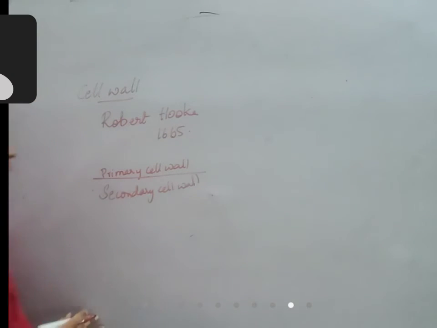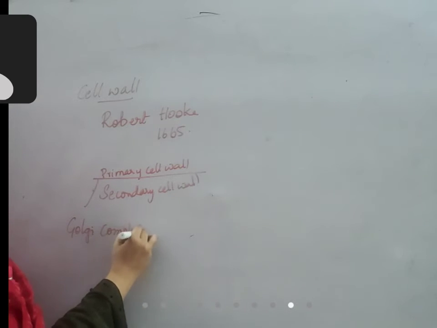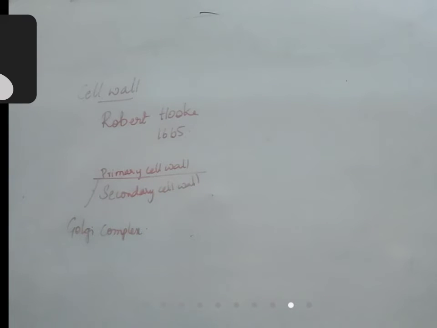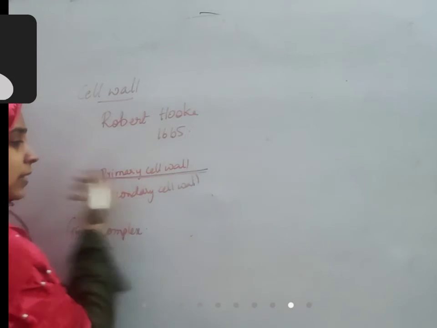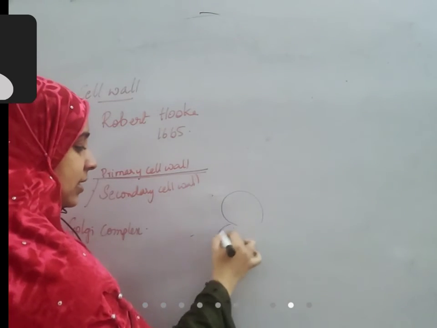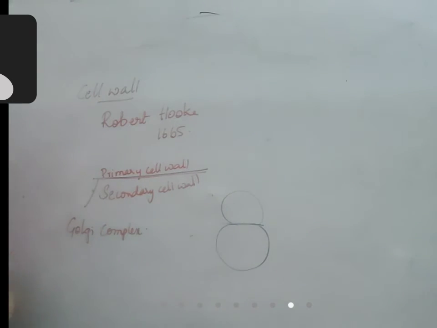This middle lamellae is formed by the Golgi complex. Golgi complex forms this middle lamellae during the cell division process itself. When the cell is dividing, this middle lamella is formed between one cell and another cell, and the primary cell wall starts depositing over that middle lamella.